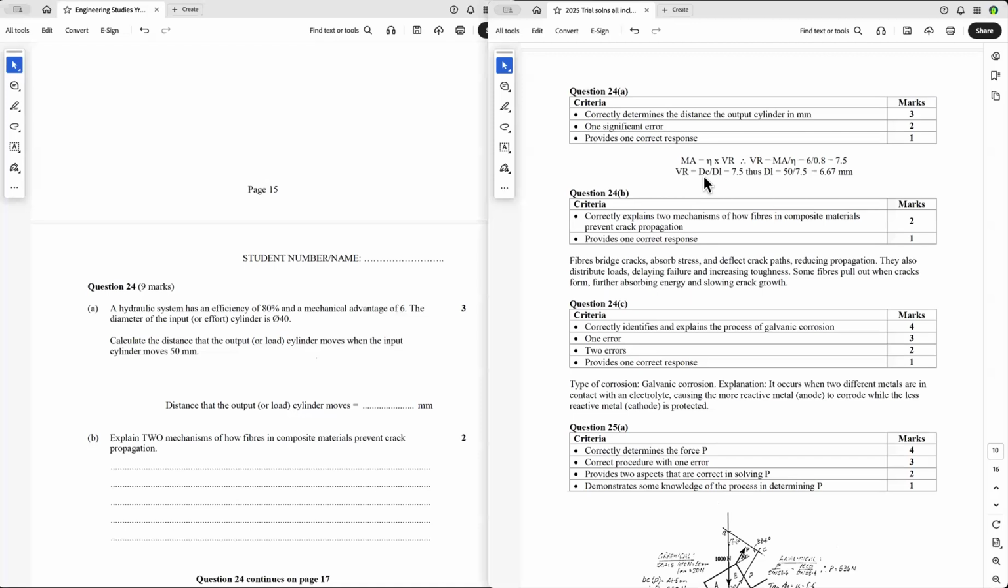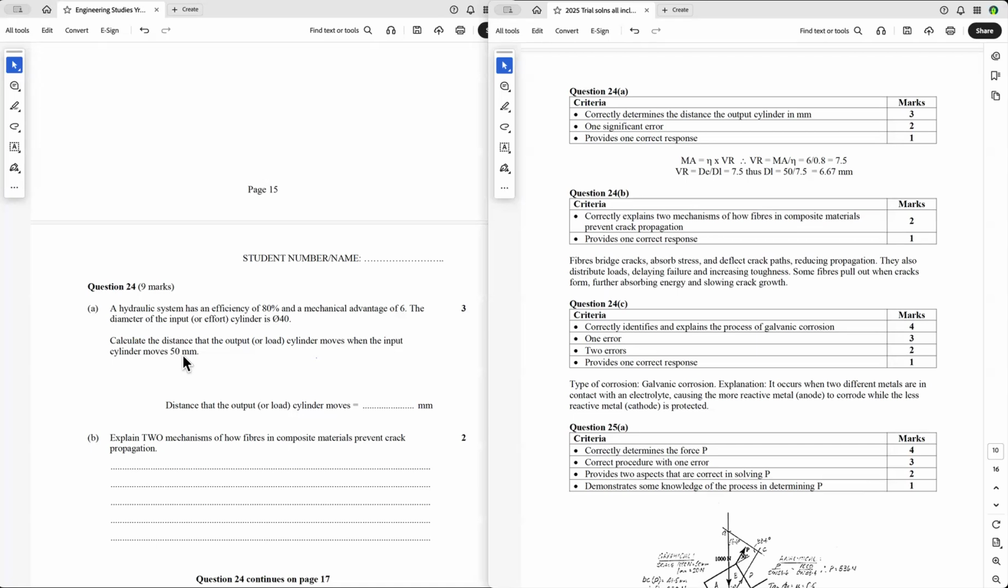Velocity ratio is the distance the effort moves over the distance the load moves. So therefore, which equals 7.5, the velocity ratio up here. So the distance the effort moves is 50 over 7.5, which is 6.67 millimeters. And that's the answer to that in millimeters. So the distance the output or load cylinder moves is 6.67 and the input only moves 50 millimeters.